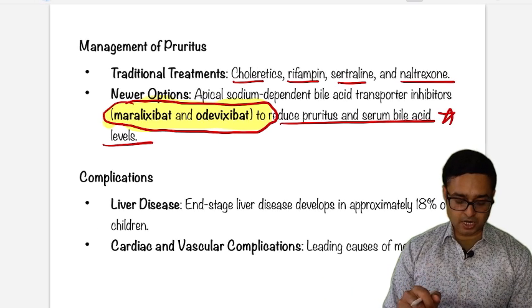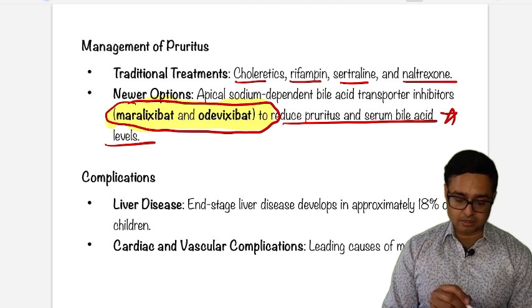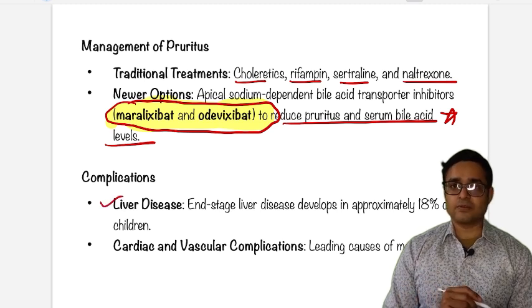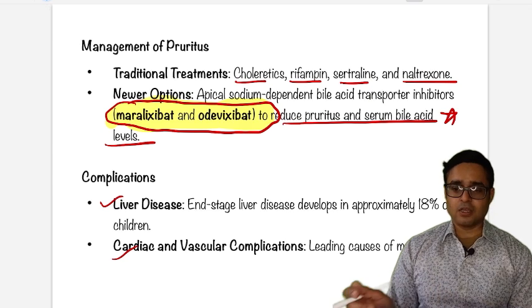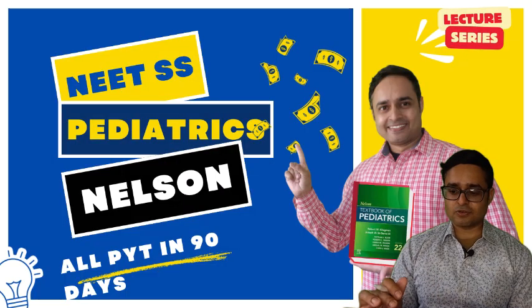What are the other complications which can occur? End stage liver disease can occur, and cardiac and vascular complications can occur. So this is Alagille syndrome for you.